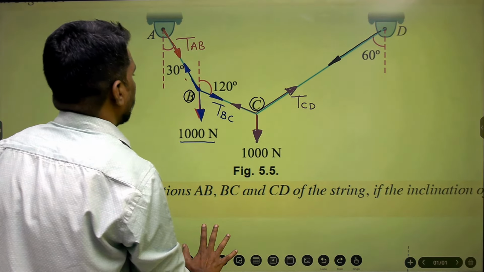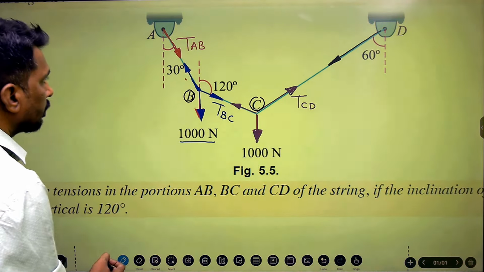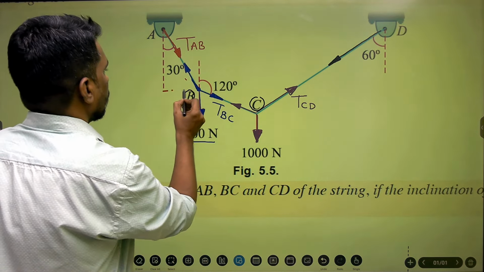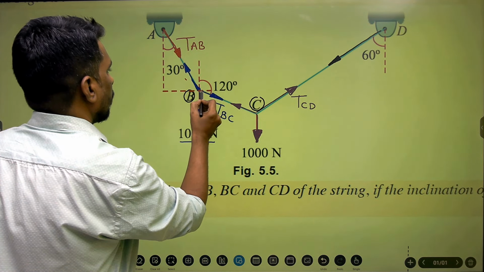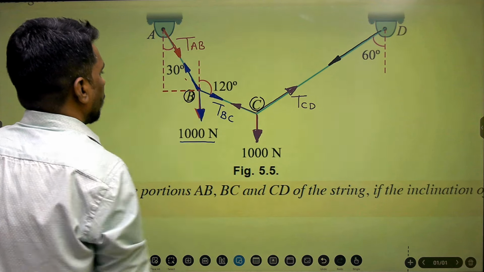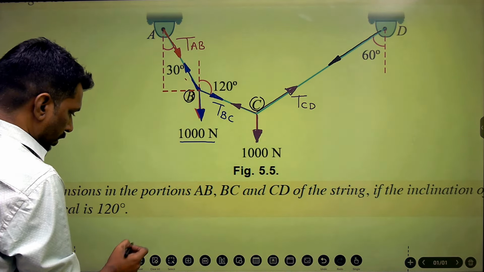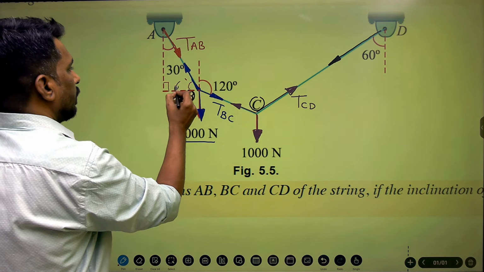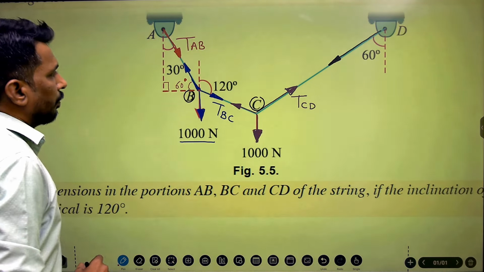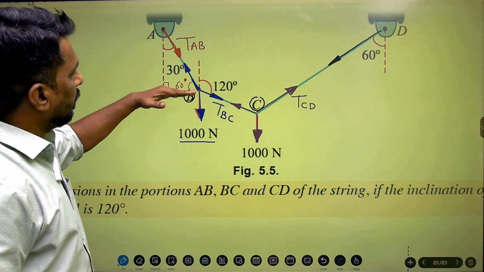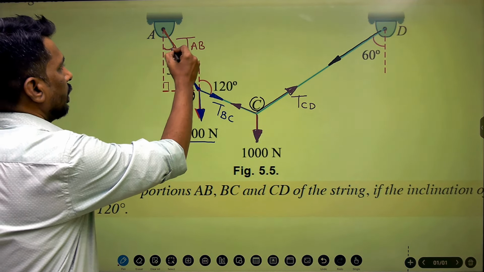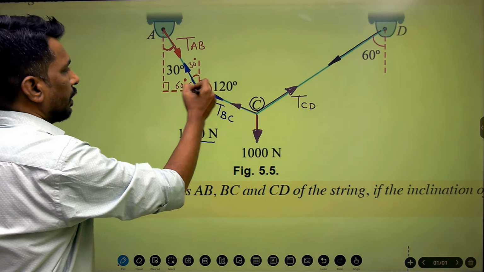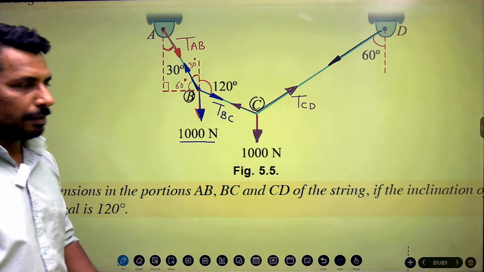Okay, coming to first point number B. So if I consider an axis over here, okay, so this is nothing but 30 and this is 90 degrees, so this becomes 60 degrees. Okay, this becomes 60 degree. So TAB is making angle 60 degree with the horizontal, or you can say alternate angle. This is 30, so this also becomes 30. So 30 degree with the vertical or 60 degree with the horizontal, one and the same thing.